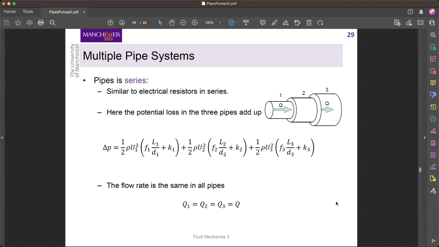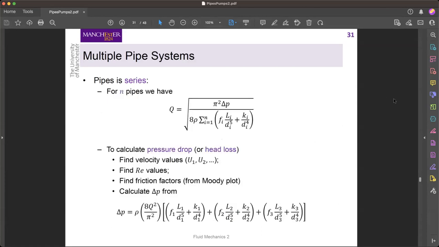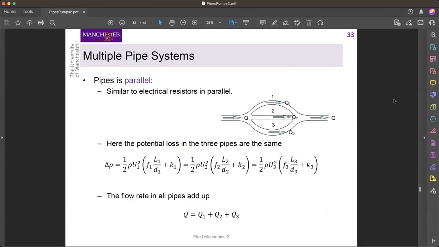Pipes in series, the flow rate will be the same in each pipe. The energy loss of the whole system will be the summation of the three contributions. Pipes in parallel, the flow rate sums up.